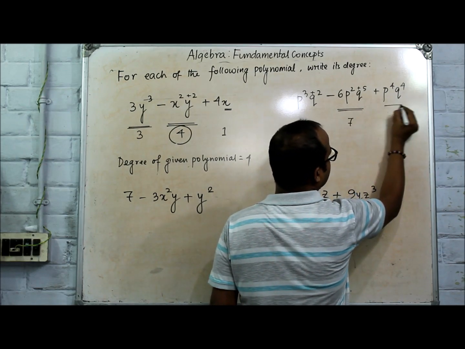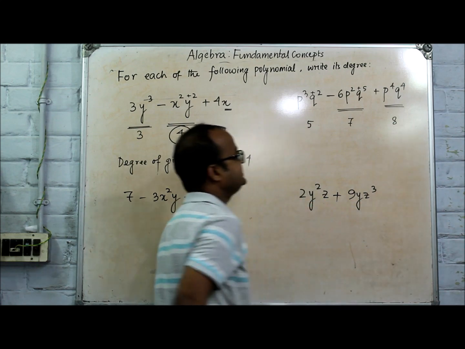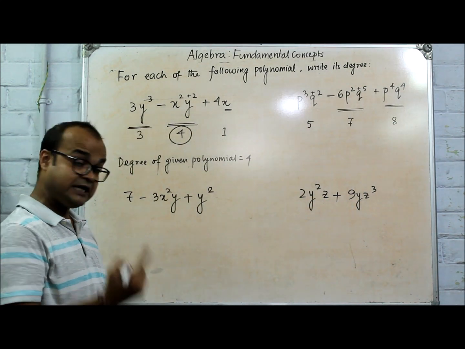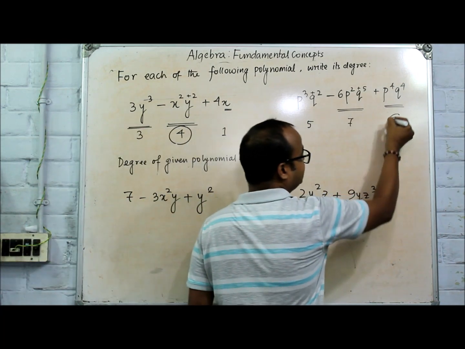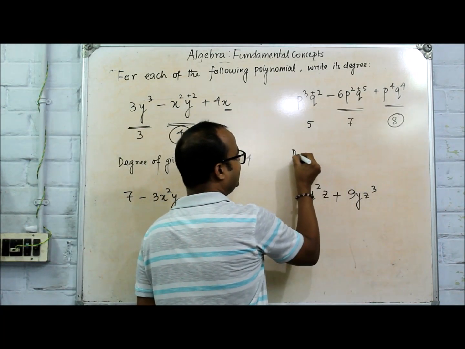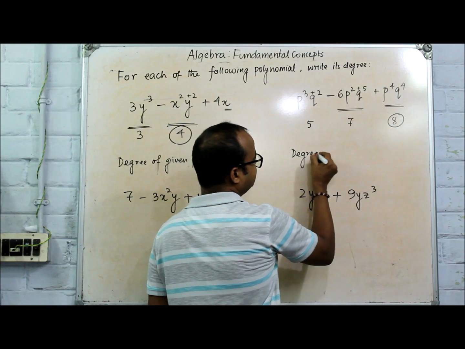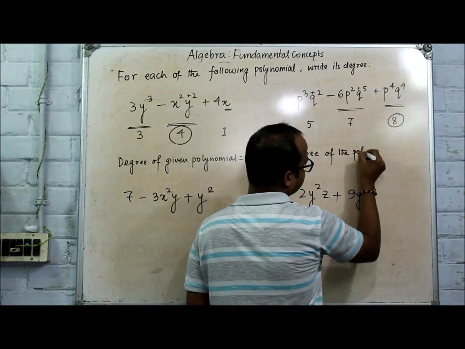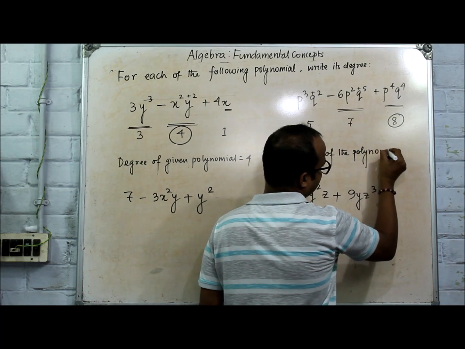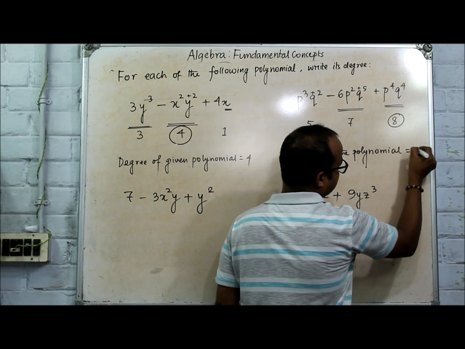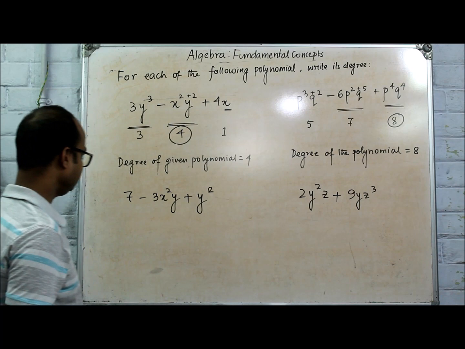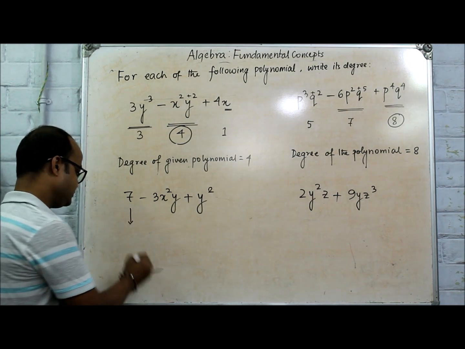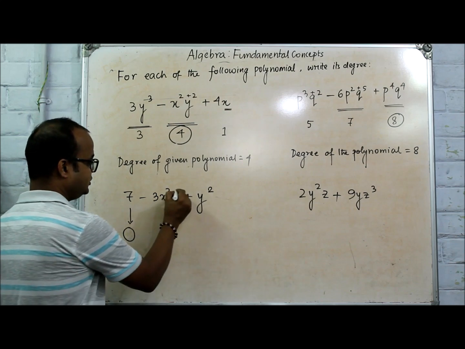4 plus 4, the degree of this term is 8. So the degree of its highest degree term is 8, so the degree of the polynomial is 8. Next, 7: variable absent, so degree 0.